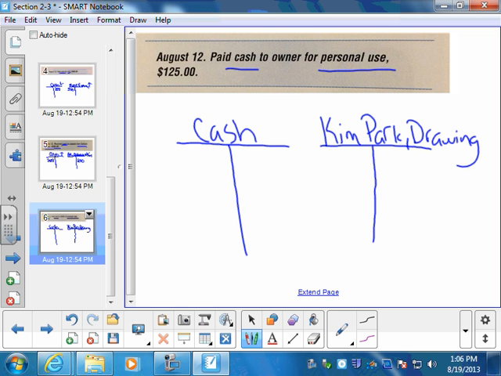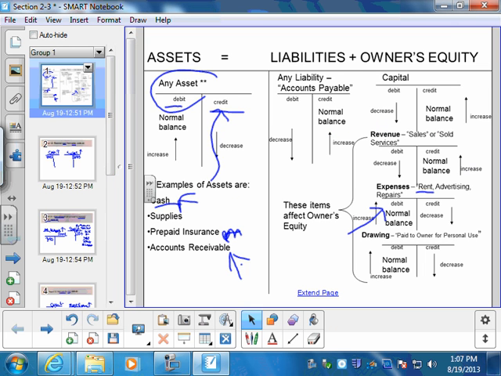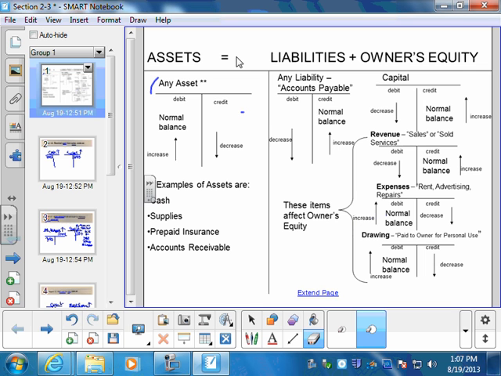Now, what's happening to the cash of the company? The company paid cash, so the company's cash is going down. And Kim Park's drawing account is going up because she took a draw. She takes a draw because she's going to use some of the company's money for her own personal use. Her drawing account goes up. So we're going to look at this. And the easy one is cash.